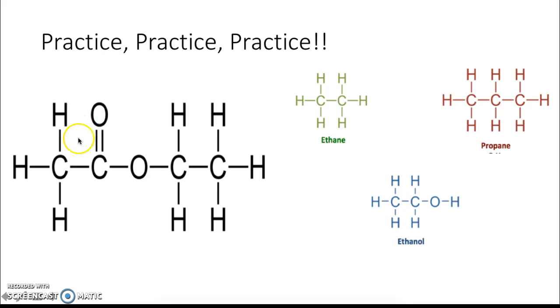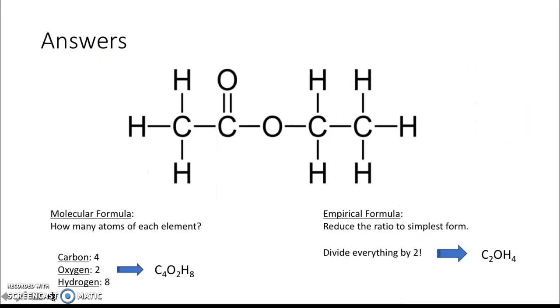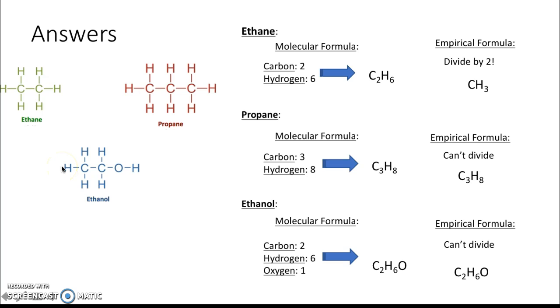The first one has 4 carbon, 2 oxygen, and 8 hydrogen, so the molecular formula is C4O2H8. And then you can see you can divide everything by 2 so that the empirical formula, which is the simplest ratio, would become C2OH4. The next one, ethane, has 2 carbon and 6 hydrogen, again dividing everything by 2 to get CH3.